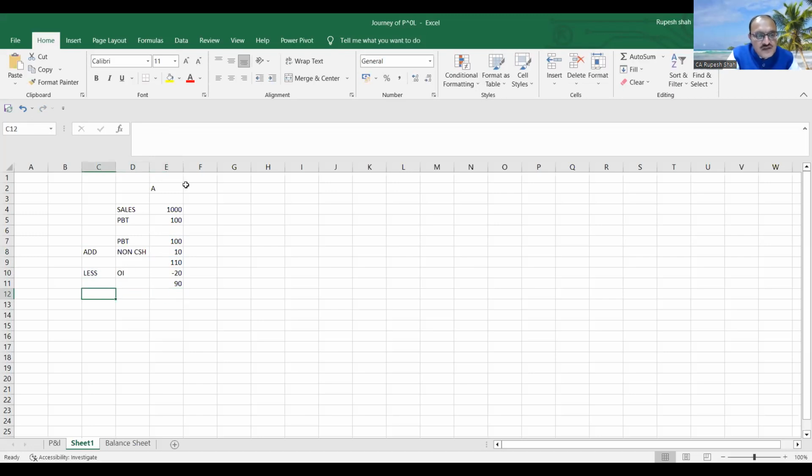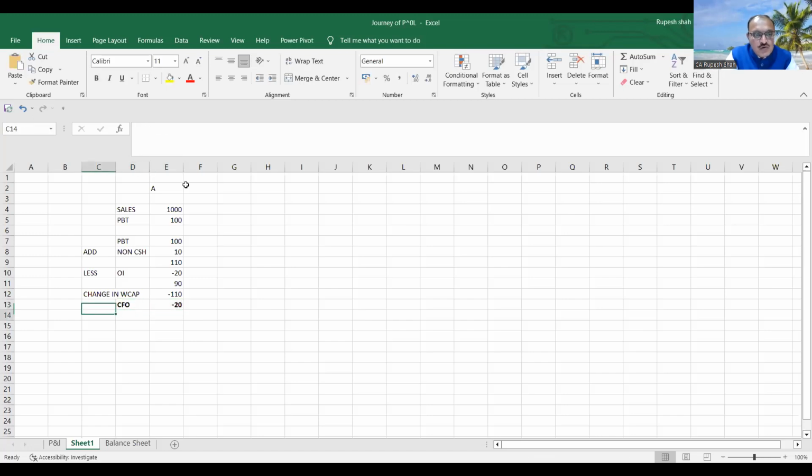Now we will try to bring in change in working capital. The difference between current asset minus current liability, difference between 2 years, and say my money got jammed, say my 110 crore got jammed into the working capital. So what is my cash flow from operations? Minus 20. This is my cash flow from operations.